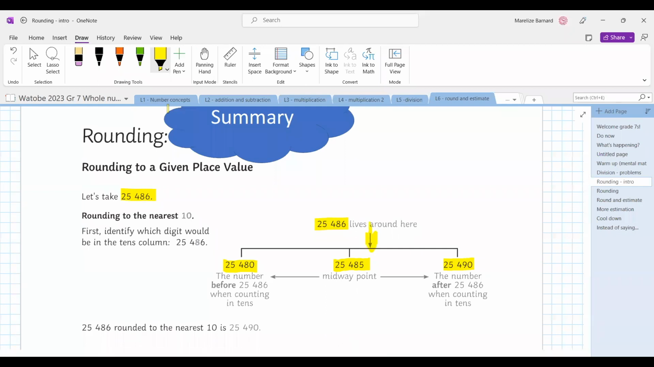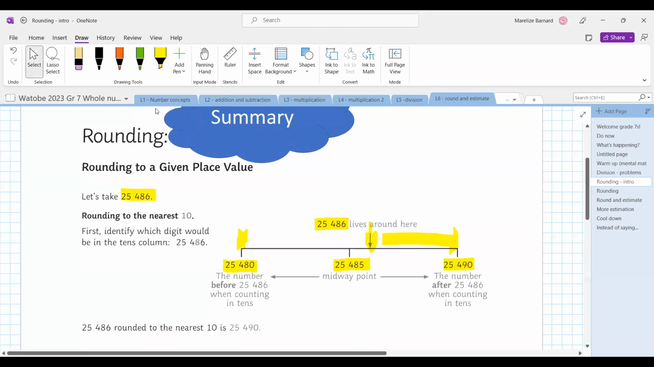So if we want to round to the nearest 10, now think about you being an ant. You're not going to walk all the way to the nearest 10 here. You're not going to go there. You're going to go here because that one is nearest, 25,490. Okay. So that's what the number is, rounded to 10. Give me a thumbs up in the chat if you understood that and are happy with that. Thumbs up.